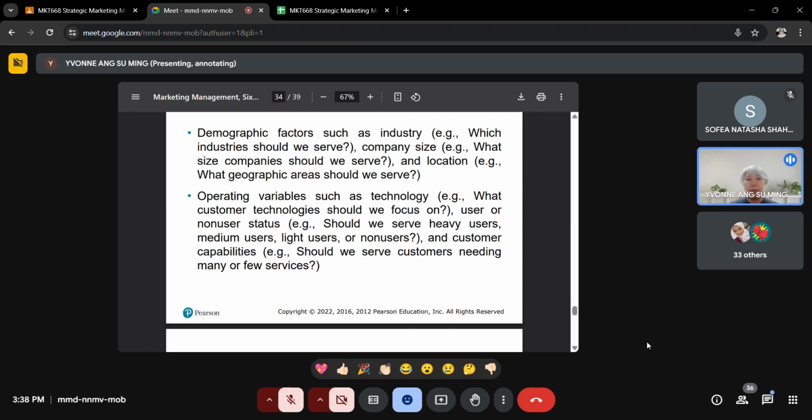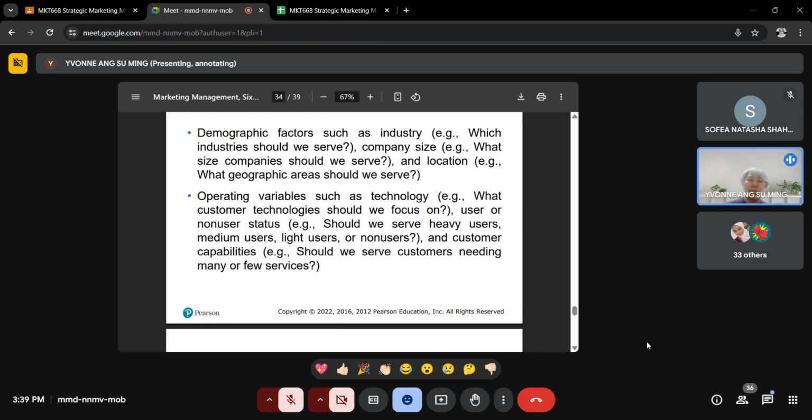And then we can decide whether they are a user or non-user, meaning are they already an existing customer with us, and out of our existing customer base, are they heavy users, medium users, light users? Okay. Then we can also look at the customer's capabilities, meaning that we are looking at whether we should serve customers needing many or few services.